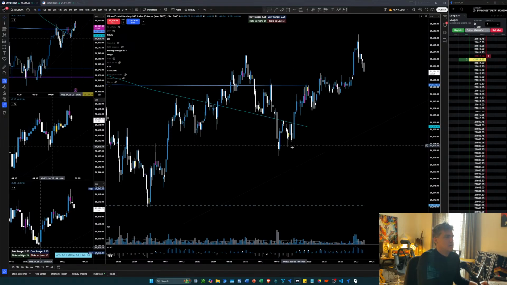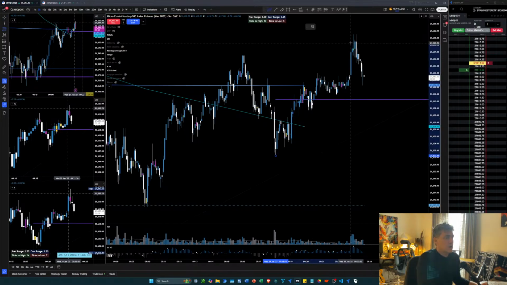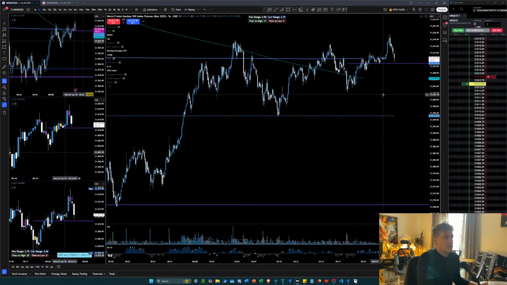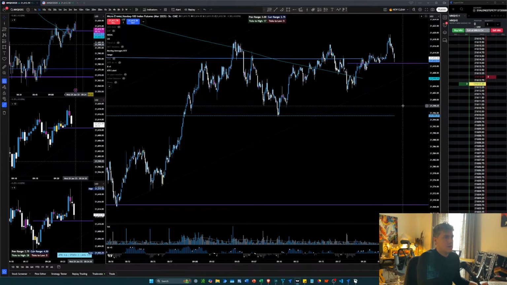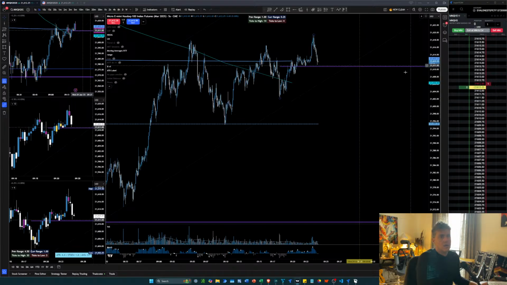Let's see here. 50% of this range. If I can get a low risk pre market entry before open, low risk pre open entry, I'm going to take it. 5 second chart, super low time frame. So, going to have to try to be sharp.